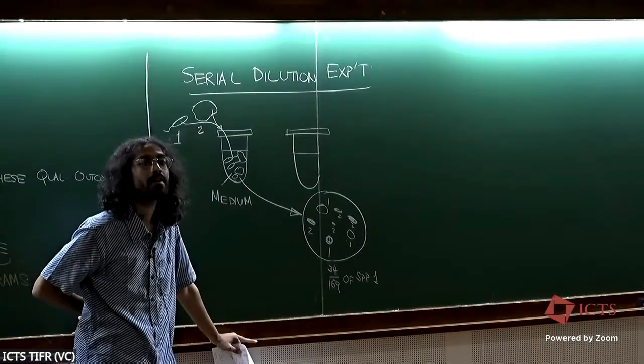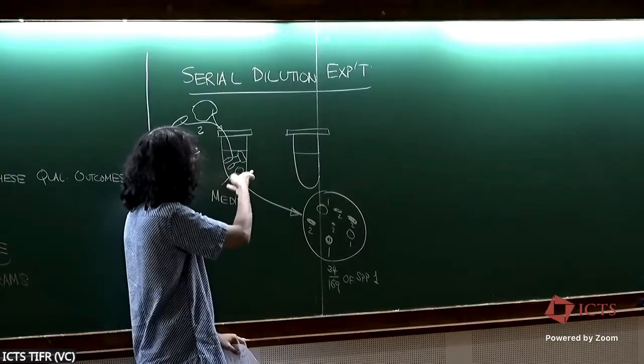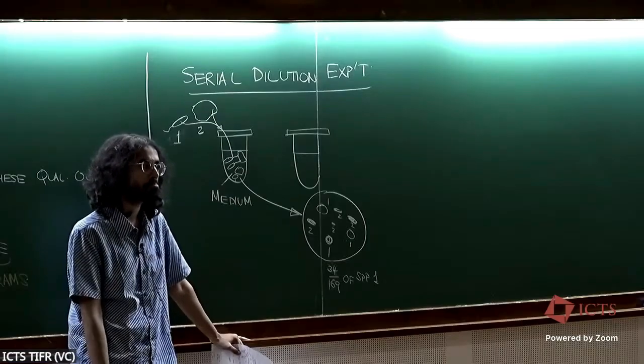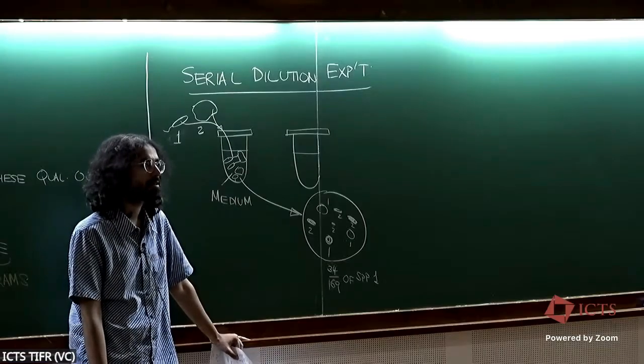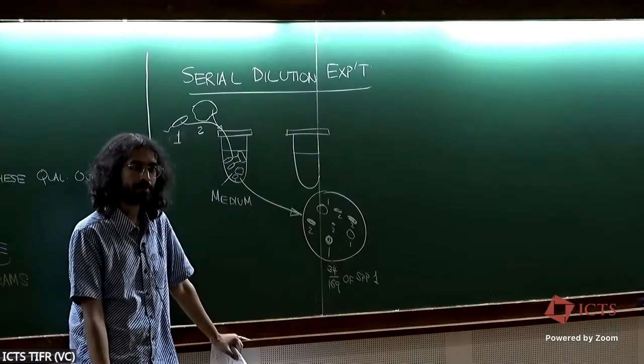Sorry? The volume increases. Okay, let's say that I could somehow filter out the cells from the medium and only transfer the cells. Would that be a good idea? Okay, why a little bit of it?